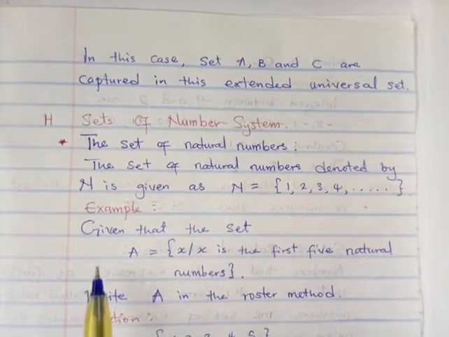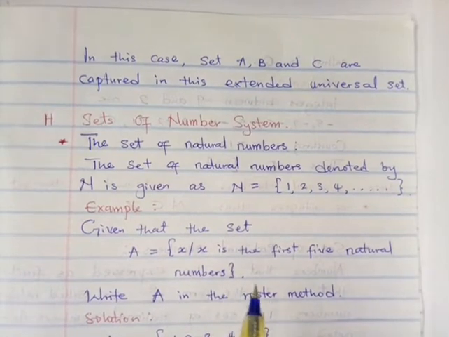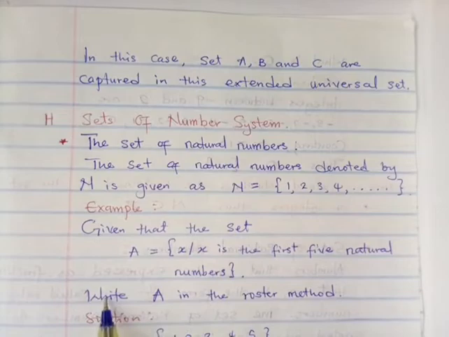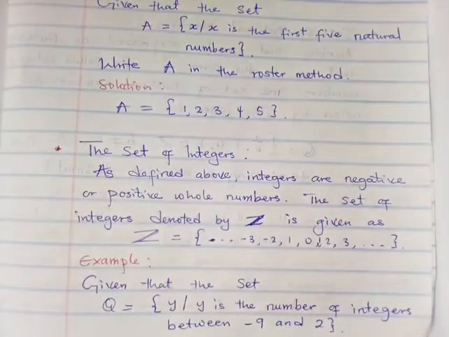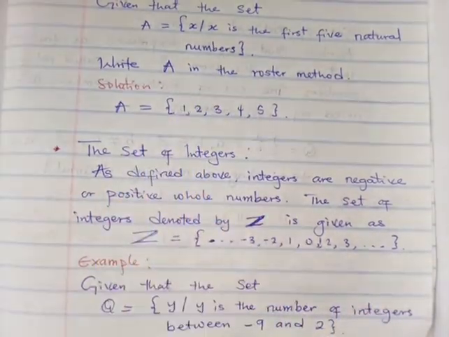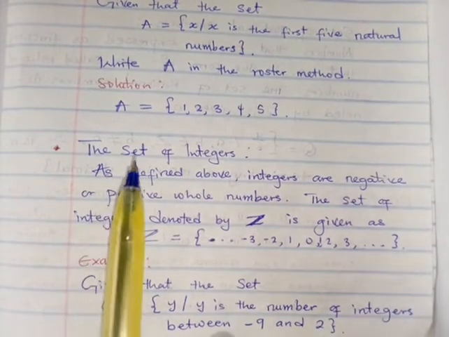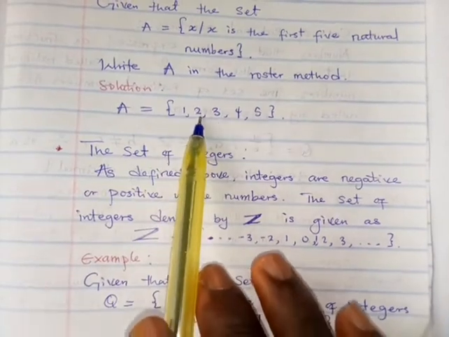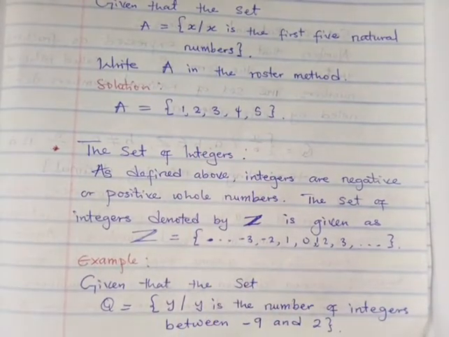Look at this example. Given that the set A equal to {x: x is one of the first 5 natural numbers}, write A in the roster method. Okay, so here we are told that A contains x, and x is one of the first 5 natural numbers. The first 5 natural numbers are 1, 2, 3, 4 and 5. This will become our answer.